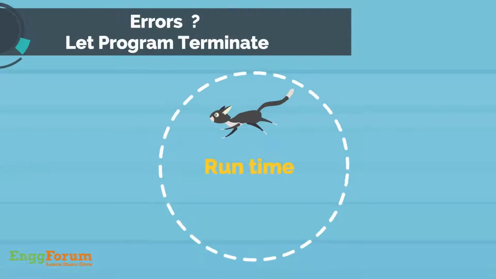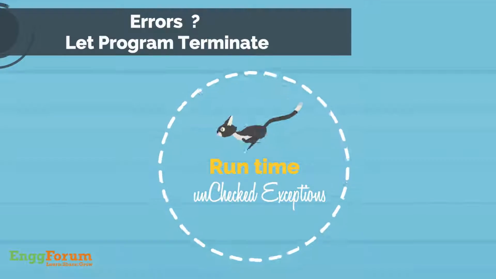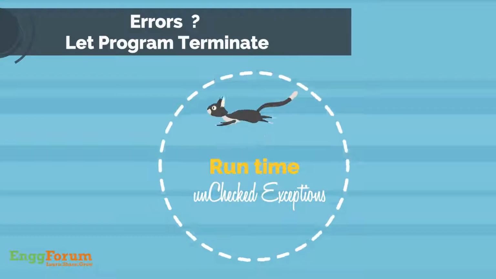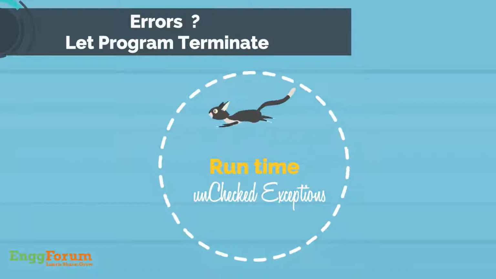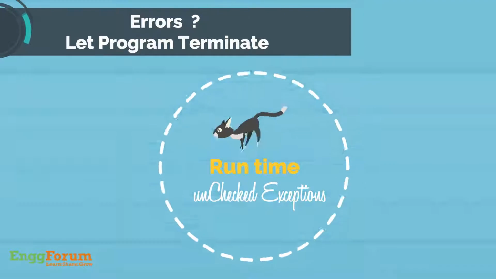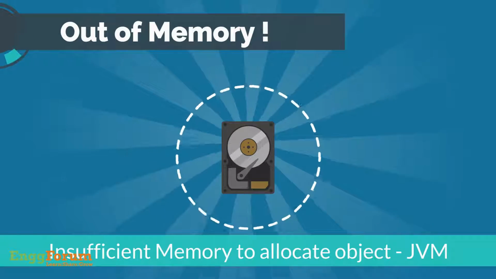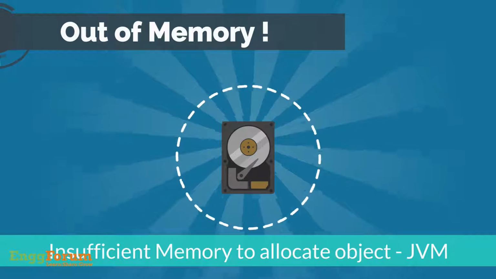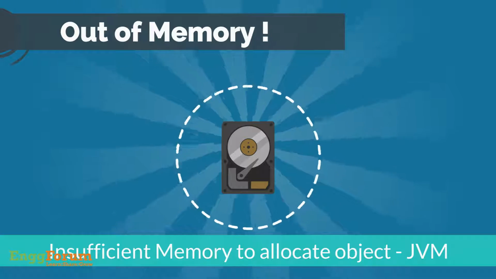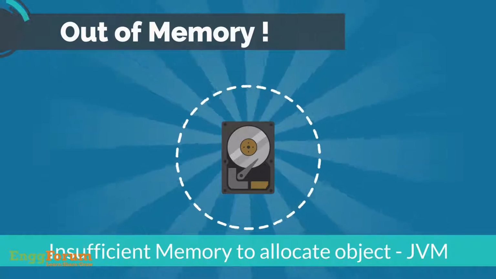Most often, errors come under unchecked exceptions. If a program has encountered an error, recovery from that error is not possible. In this case, the program should be allowed to terminate. We have out-of-memory errors, which are frequent errors that we find in programming. Here, the virtual machine cannot allocate an object due to insufficient memory.